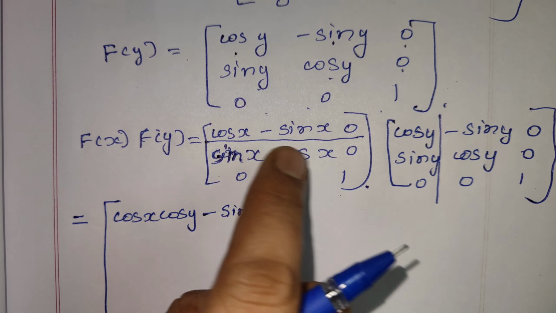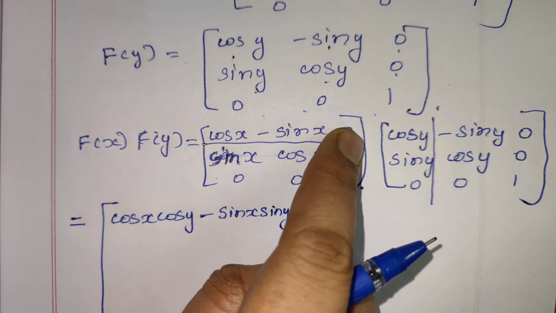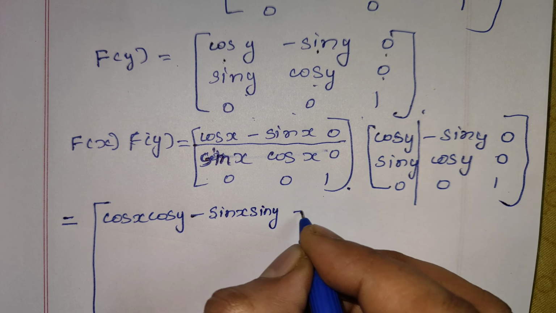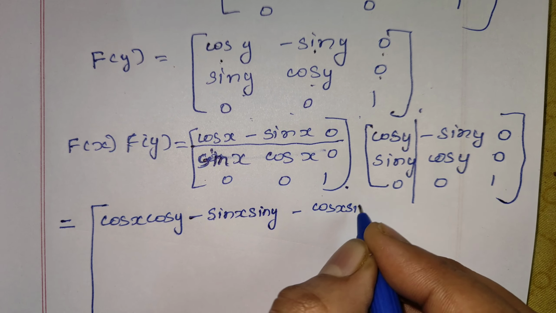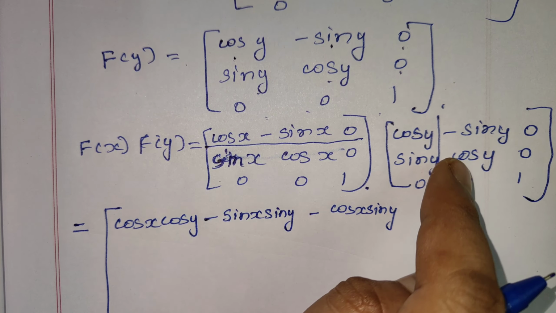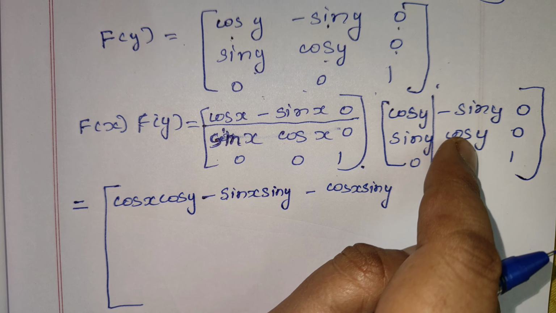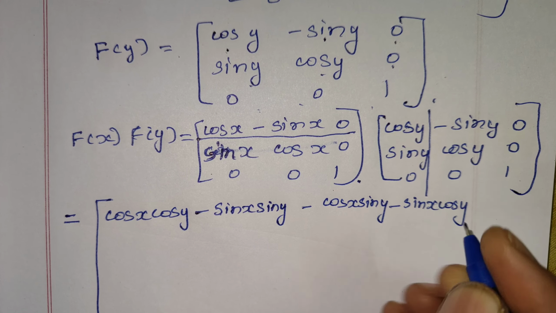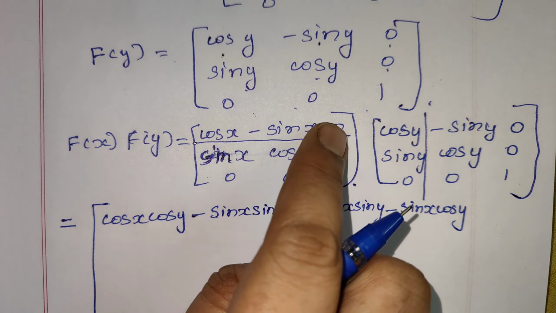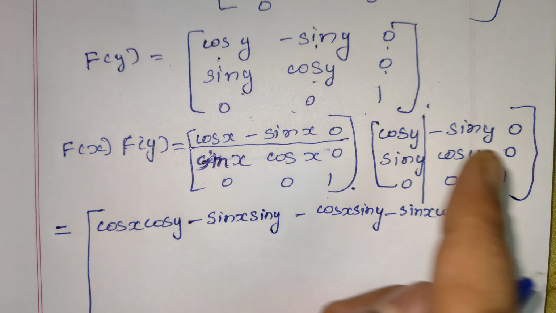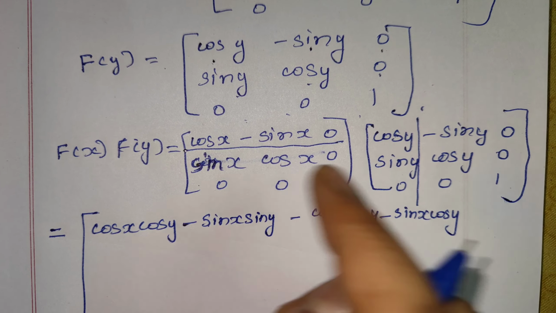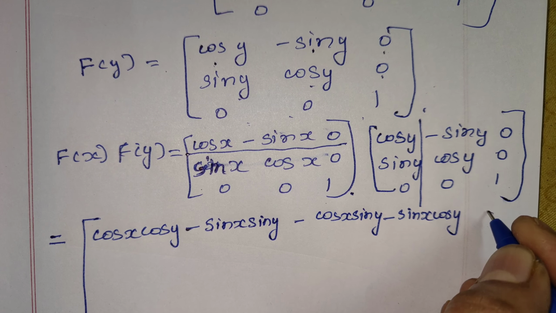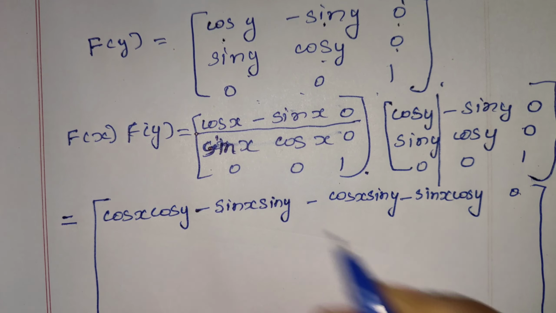Next, first row, second column: cos x into minus sin y, minus cos x sin y, then minus sin x cos y. Then first row, 0 into 0, 0. Then first row, third column: 0, then 0, and 0 into 1 is 0. Therefore here it is 0. So the first row is complete.